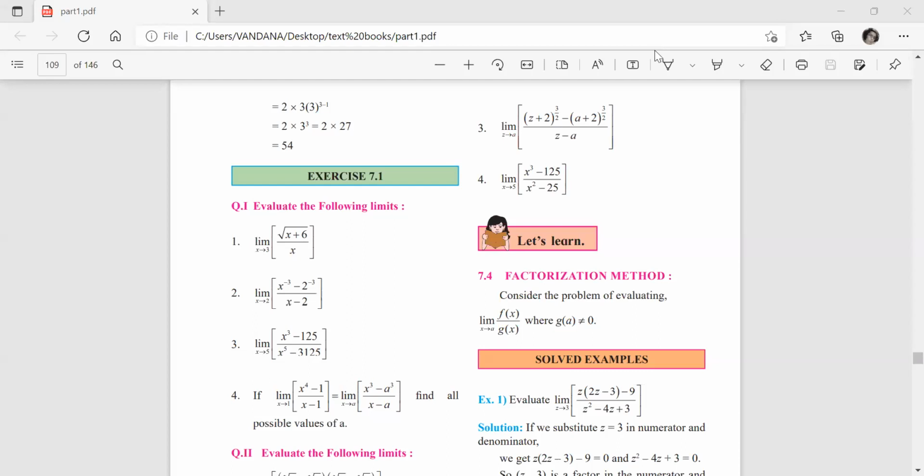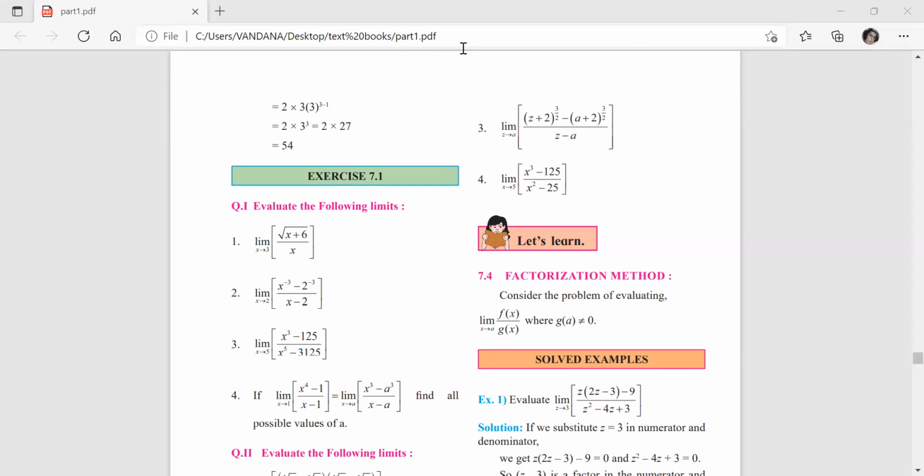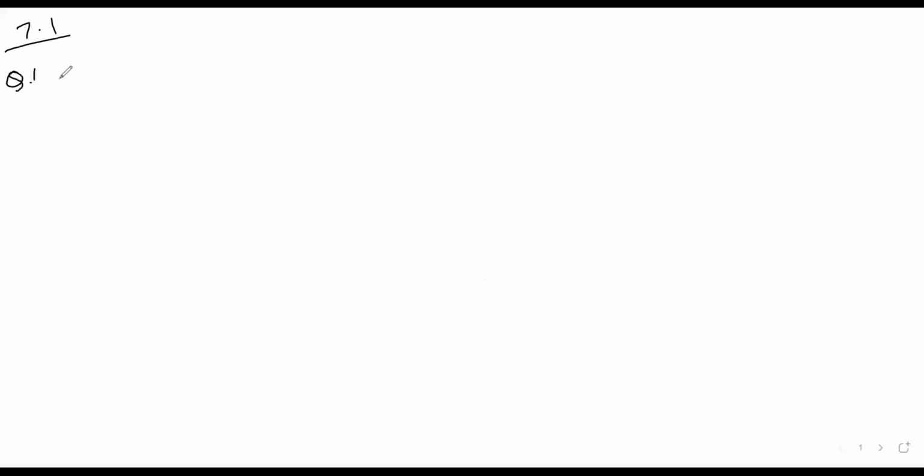Let's start with 7.1. Question number 4. Evaluate the following limits. Limit x tends to 3, under root x plus 6 upon x. 7.1 question 1 first. Limit x tends to 3, under root x plus 6 upon x.